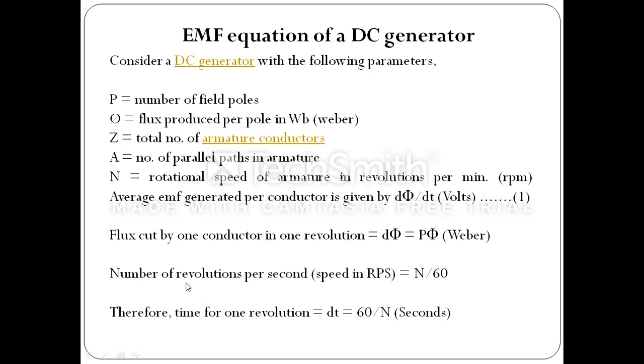Then the number of revolutions per second, that is speed in rps. Here speed is given in rpm, and if you want to calculate that speed in rps, that is revolutions per second, it is equal to N divided by 60. Therefore, the time for one revolution, dt, is equal to 60 divided by N, and which is in second.